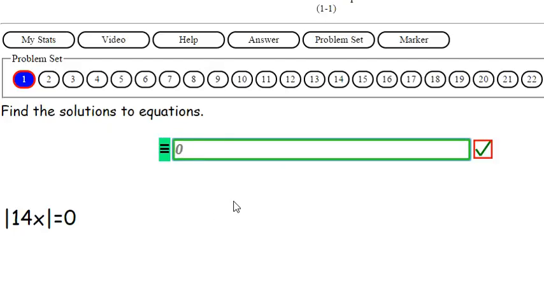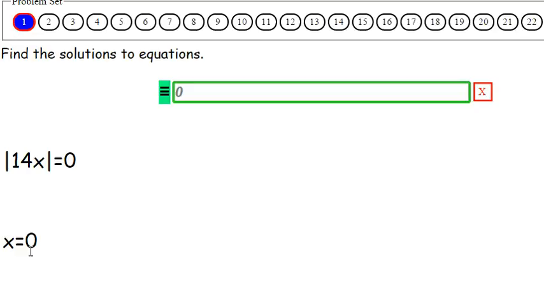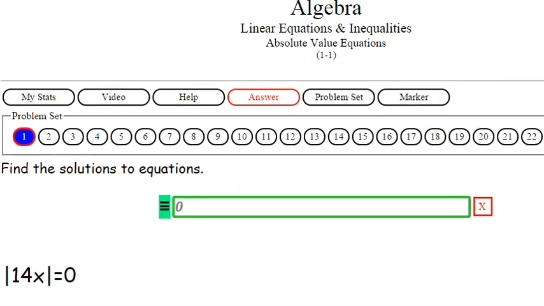Let's plug that into the checkbox and click there, correct, or you can hit the answer up above, which actually says x is equal to 0, and I think I need to get rid of that too, so I need to make some adjustments there. Okay. All right.